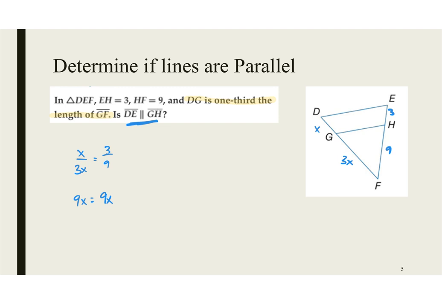Now, as odd as a statement as this is, keep in mind the question isn't asking what X is. The question is asking, are the lines parallel? And the lines are parallel if the pieces are proportionate. Pieces are proportionate if the cross products are identical. And 9x does in fact equal 9x. So yes, these pieces are proportionate, therefore, yes, the lines are parallel.